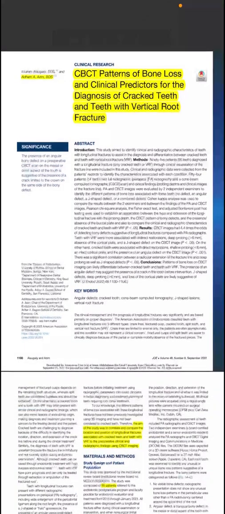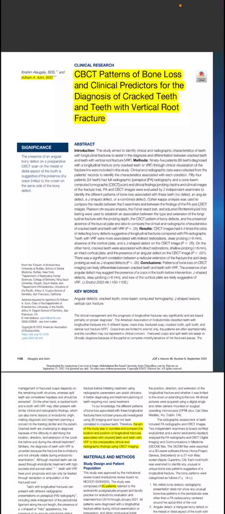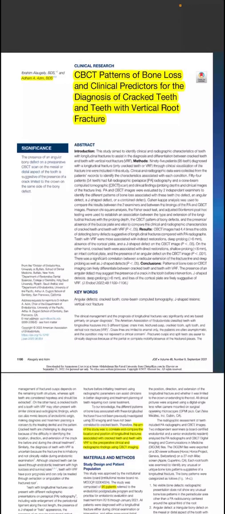Bismillah ar-Rahman ar-Rahim. CBCT patterns of bone loss and clinical predictors for the diagnosis of cracked teeth and teeth with vertical root fracture. Study done by Ibrahim Alaugaily and Alaugaily Azim from the Division of Endodontics, University of Buffalo, New York.